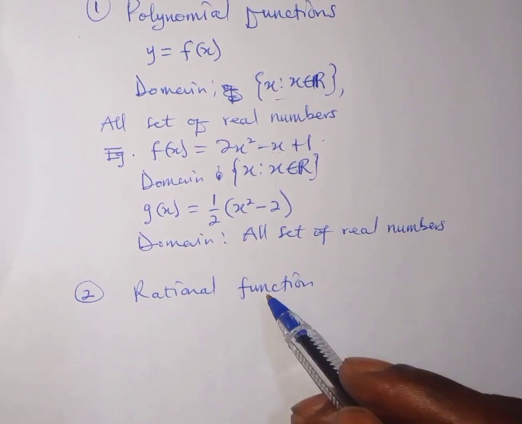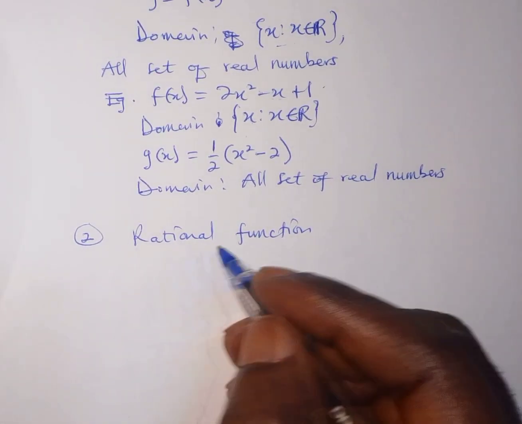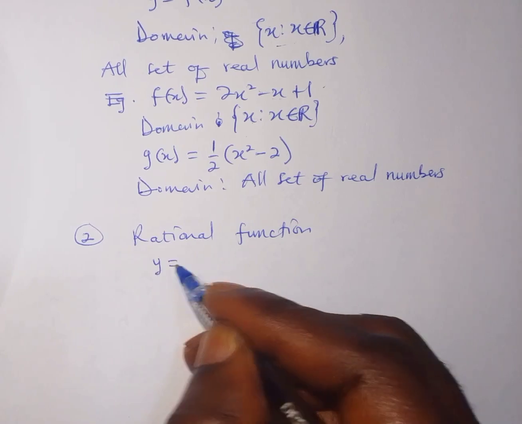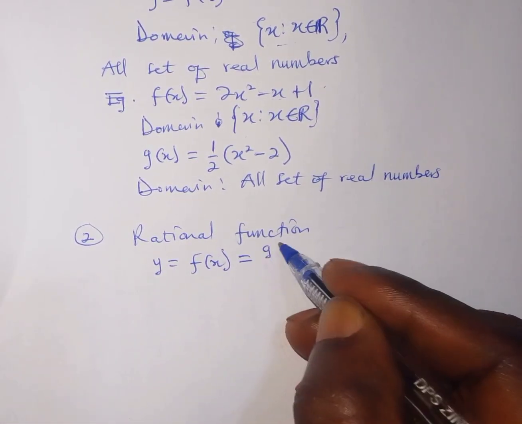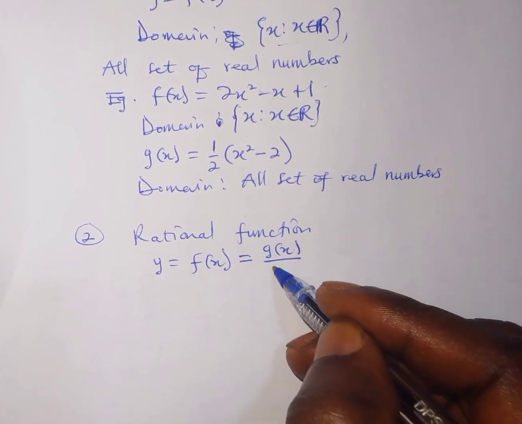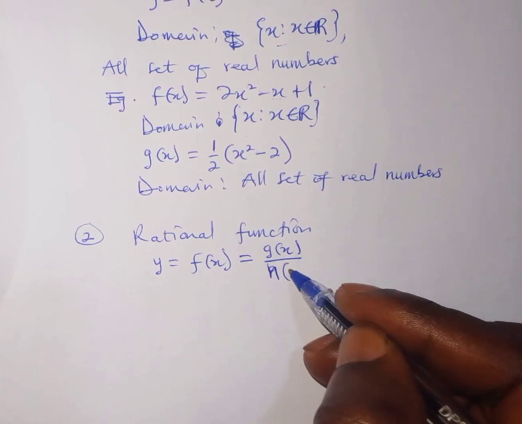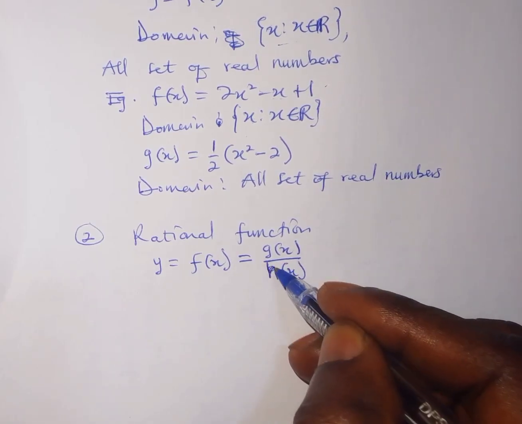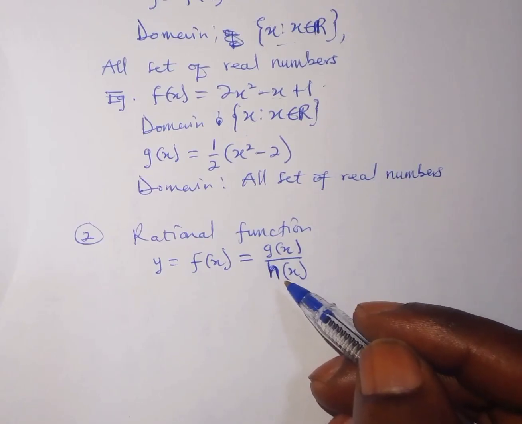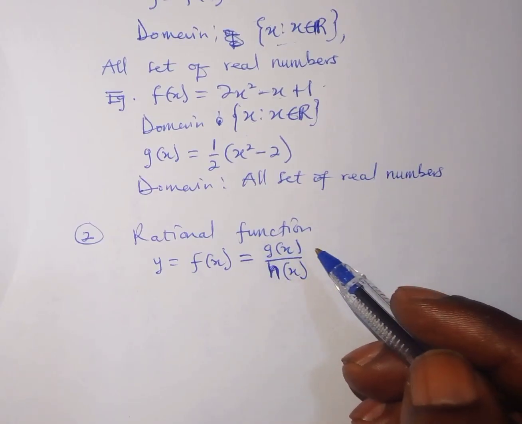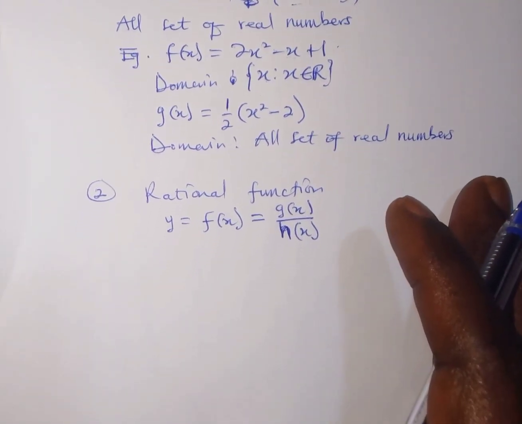Good. So we are looking at the domain of a rational function. Now we are saying that a rational function is of this form: y is equal to f(x), which should be equal to g(x) divided by another function, h(x). So when two functions are dividing each other, then we say that it's a rational function. And for such a function, how do we find the domain?